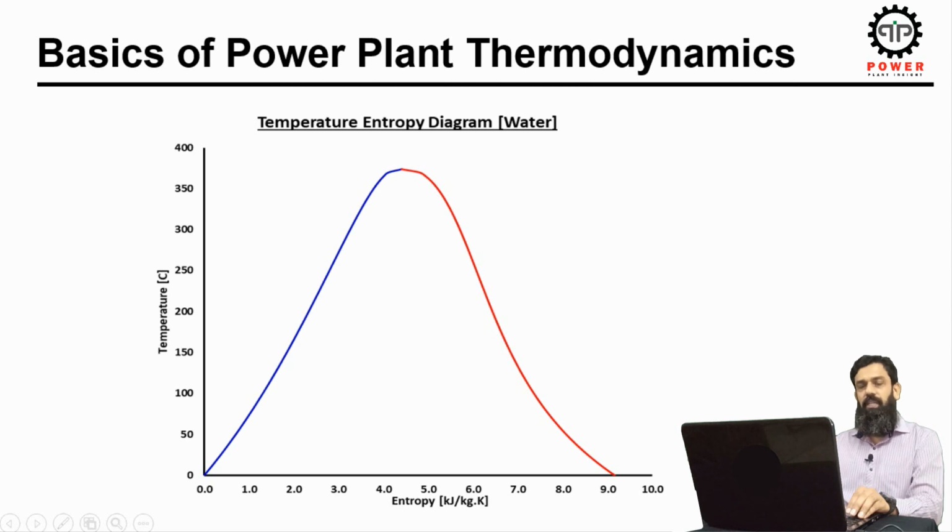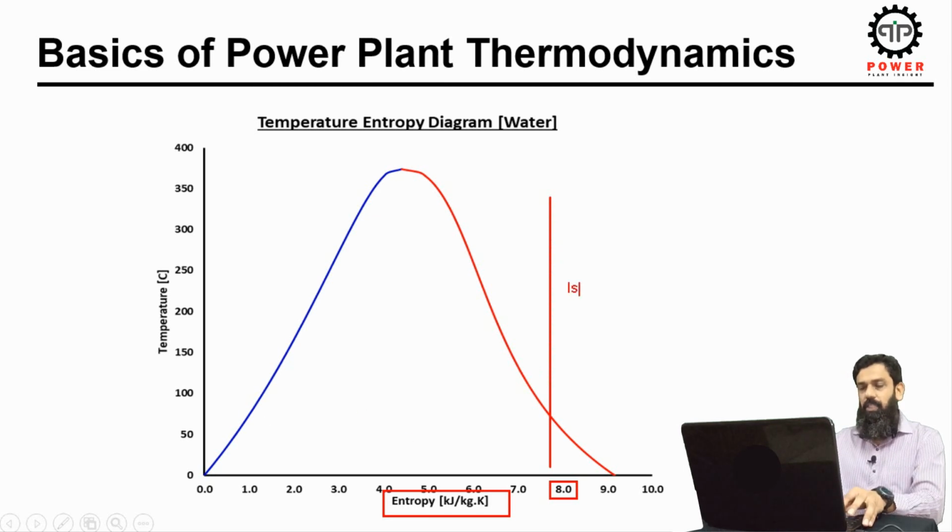Isentropic is that process in which the entropy remains constant. It means that there is no increase in the entropy of the system. As we can see, the entropy has been plotted over the x-axis, so if we draw a vertical line over the plot, that shows the isentropic process because the entropy will remain constant throughout this line. So this process will be called an isentropic process.